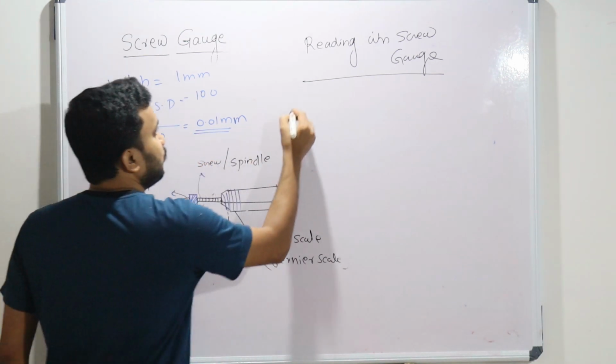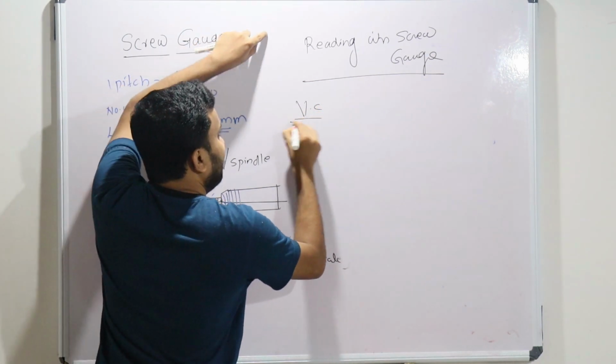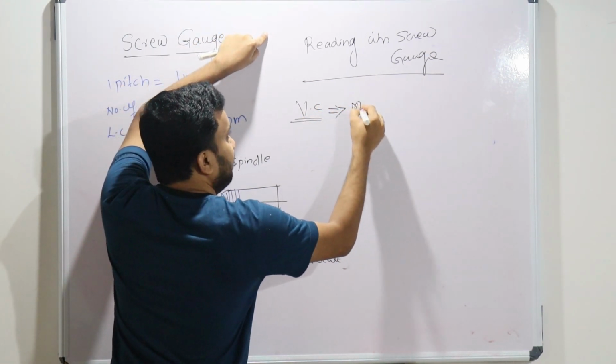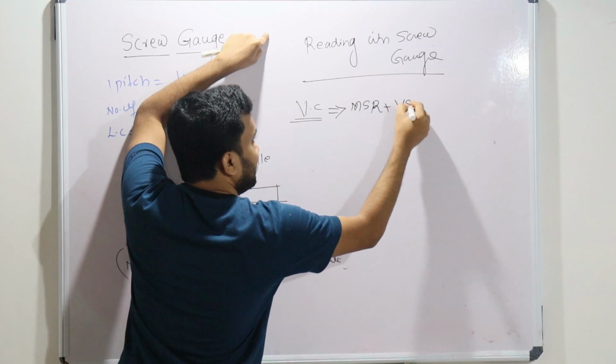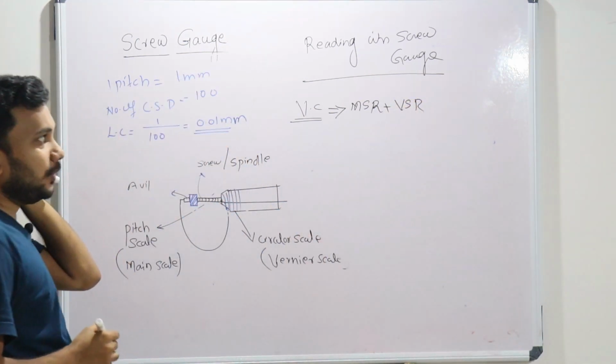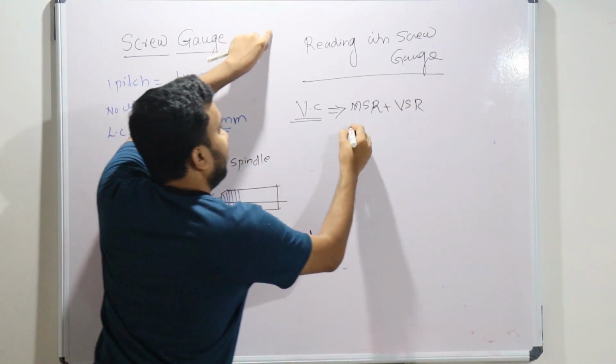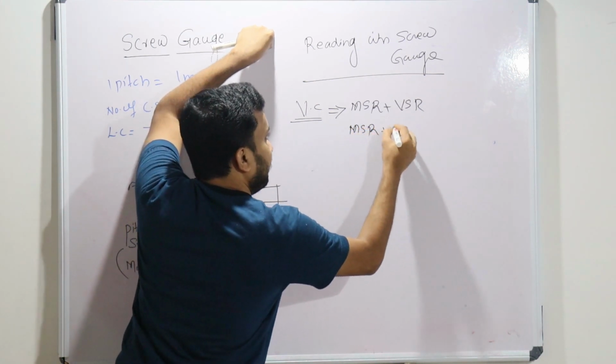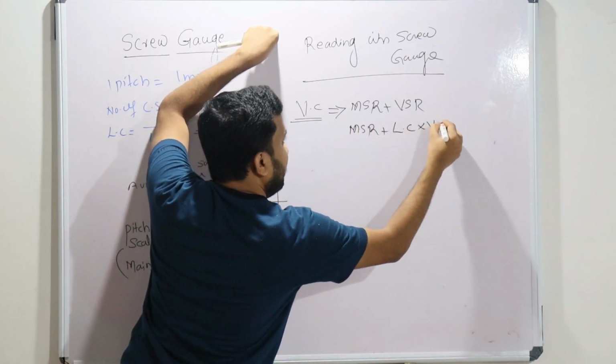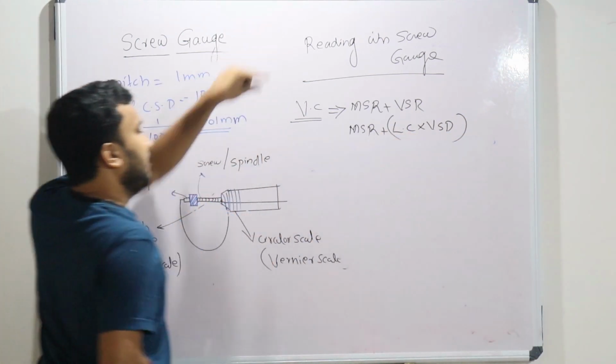So let me write what we have learned in the vernier caliper. In the vernier caliper we have learned main scale reading plus vernier scale reading. There we have written main scale reading plus least count into vernier scale division. This is what we have learned.